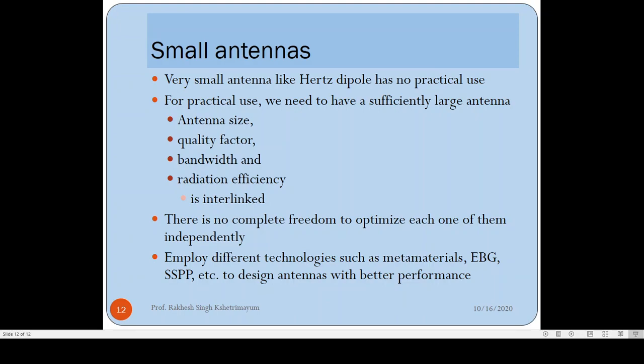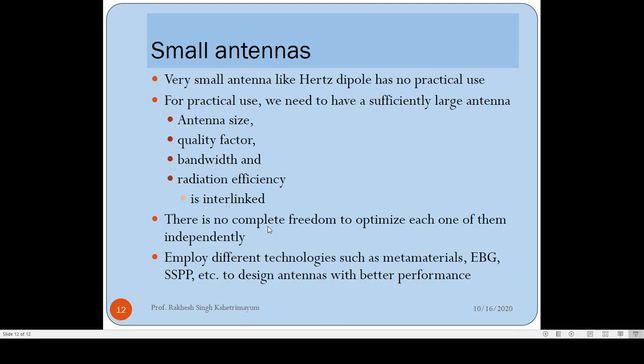You don't have complete freedom in designing small antennas. You have to satisfy the Chu-Harrington criteria to design small antennas, and if you design a very small antenna, you see that there is no practical use for it. So you cannot keep on reducing the size of the antenna. There is some limit called the Chu-Harrington limit.